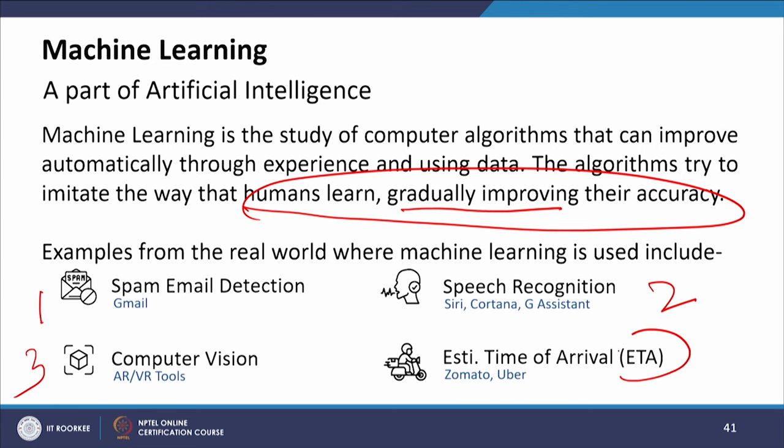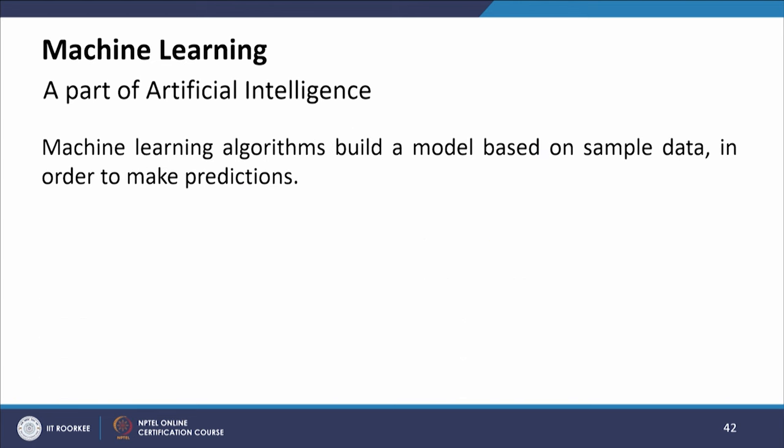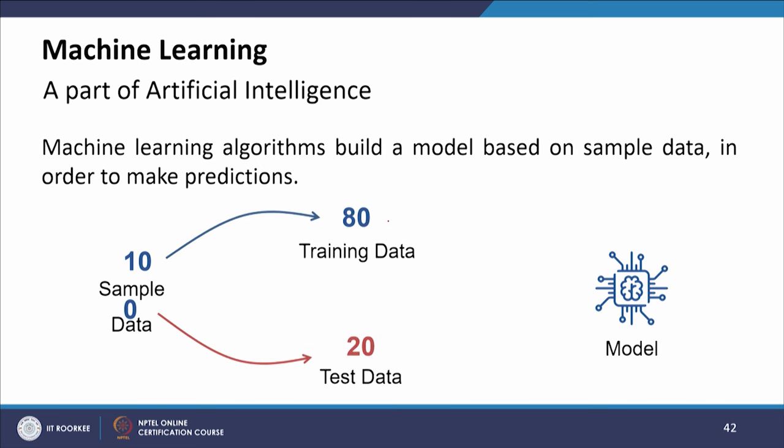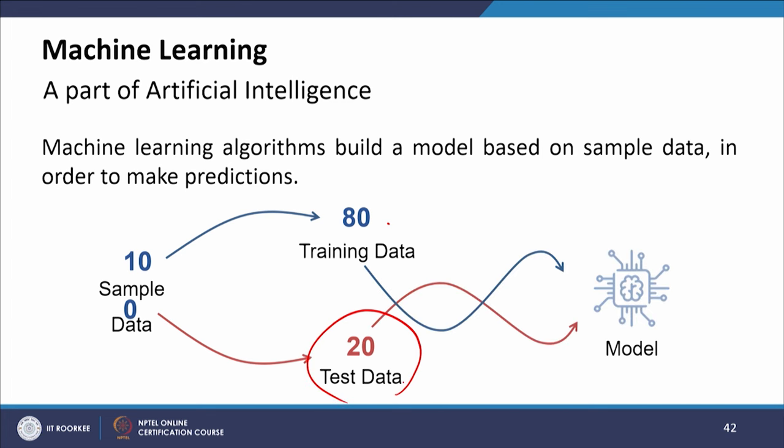So, that is ETA. Machine learning algorithms build a model based on sample data in order to make some kind of predictions. Now, we used 80 percent training data, 20 percent test data and then came up with a model. So, one way was to get a model here, another was to get a model from here.